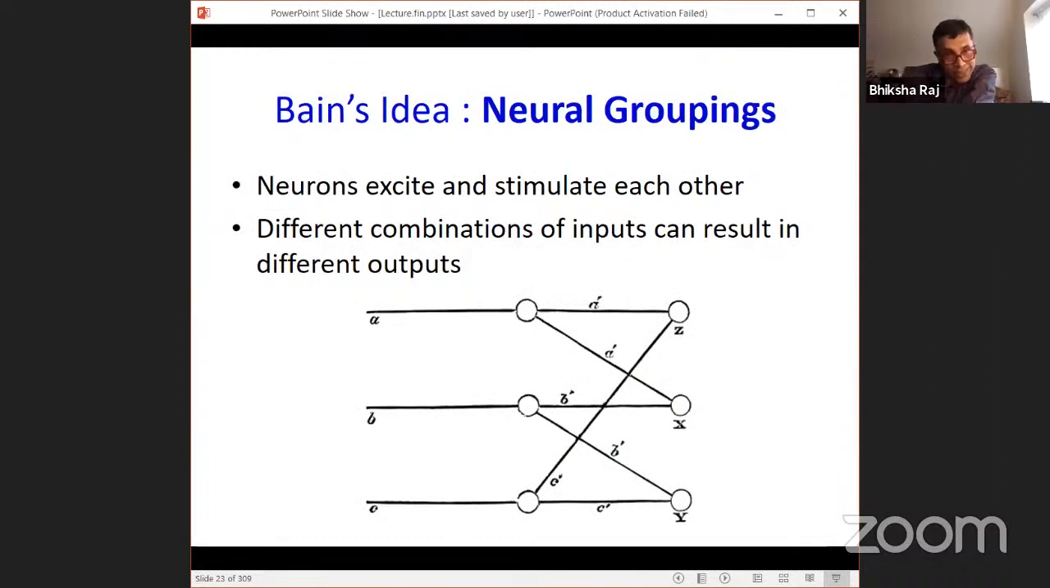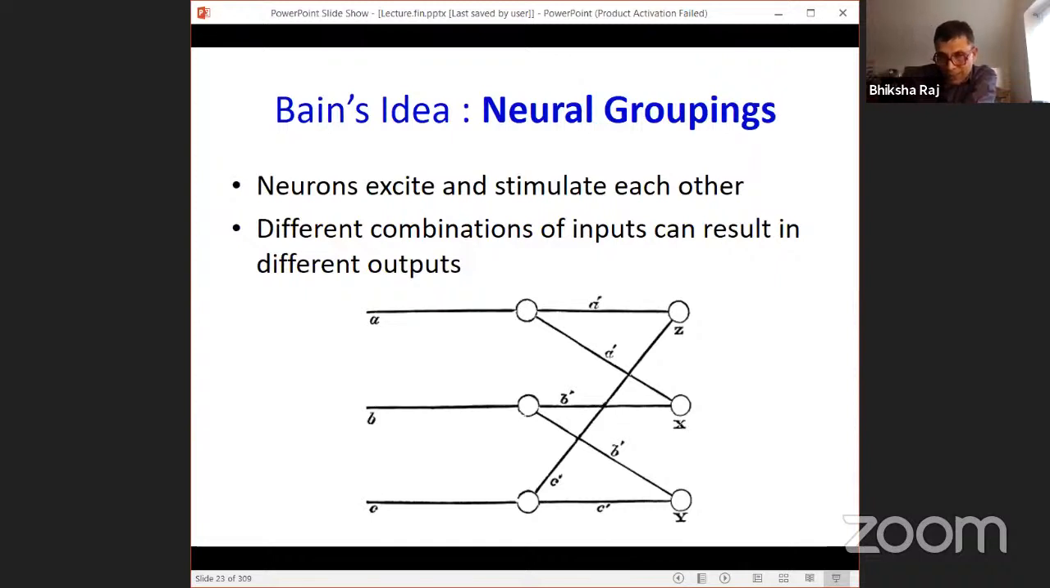So he said that neurons excite and stimulate each other. And the same circuit, the same set of connections, is capable of generating different outputs based on different inputs. And he actually came up with examples. So for example, here is this little network. All of the units here, the circles, represent neurons. The math is Boolean. And you can see that if A and B fire, X will fire. If A and C fire, Z will fire. If B and C fire, Y will fire. So although it's just one circuit, different input patterns will result in different output patterns.